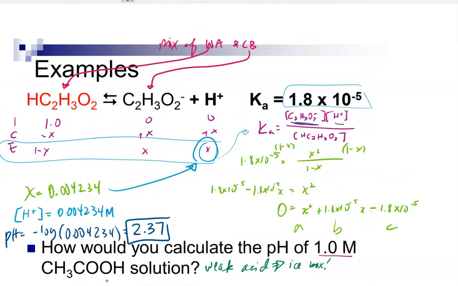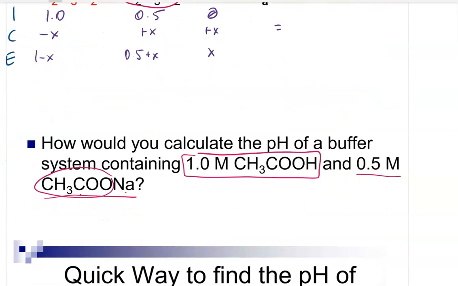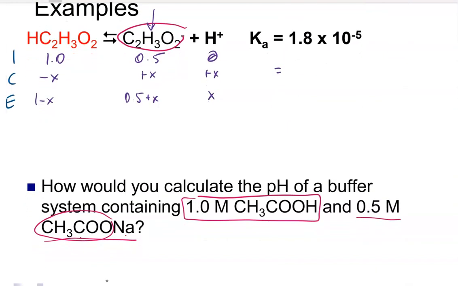When you have acetate times the acid, we had x squared because remember we started with 0 before, but now we're not starting with 0. Now we're starting with 0.5, and so on top, it would be 0.5 minus x times x, and then on the bottom would be 1 minus x. And all of that is equal to 1.8 times 10 to the minus 5.